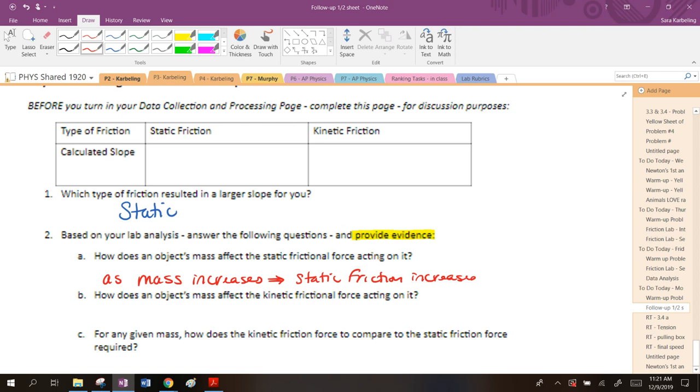How does the mass affect the static friction? As mass increases, static friction increases. What evidence do you have for that claim? Yeah. Points that you have in math. Yeah, so you could say something like, for example, at 200 grams, I have a frictional force of whatever, right? And at 700 grams, I have a frictional force of whatever. And this one's bigger than that one.